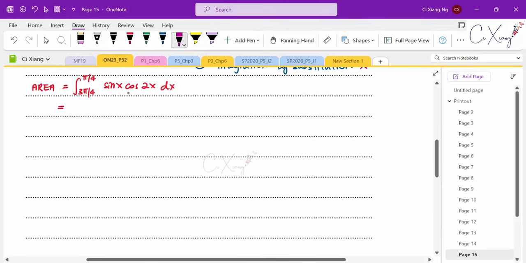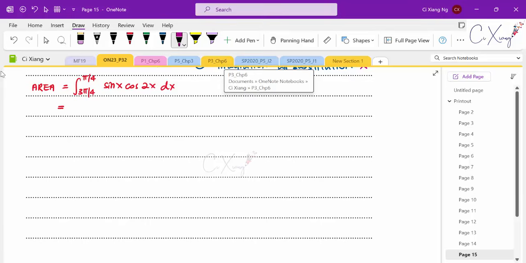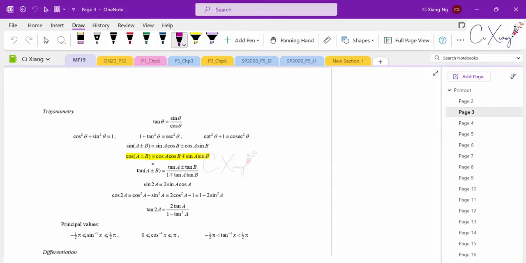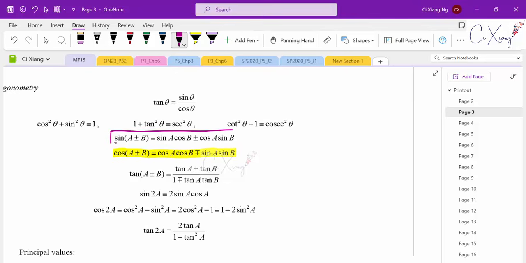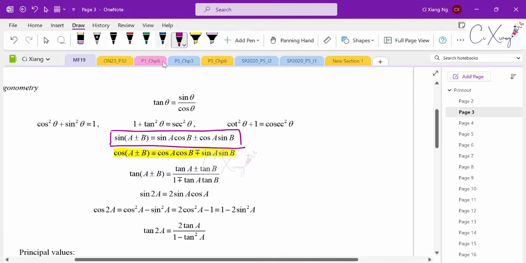If I have a look at this expression, I'm having sine x cos 2x. I try to link it with the compound angle formula, which is sine A cos B. So you can see that I will use sine A cos B in the compound angle of sine. So sine A means the x, cos B means the 2x. Okay, so I'm using this identity, or maybe this trigo formula, to apply in my integration later. Okay, so let's start.